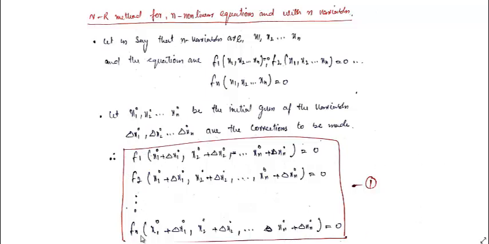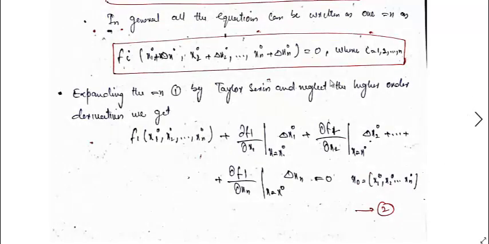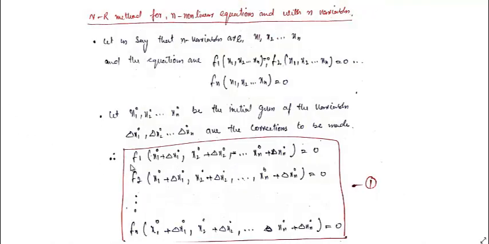In step 2, now we have n equations. So in general, all the equations can be written in one equation, that is fi of x1 naught plus delta x1 naught, x2 naught plus delta x2 naught, up to xn naught plus delta xn naught is equal to 0, where i is equal to 1, 2 up to n. So all these n equations can be written in one equation in terms of i, and then i can be varied from 1 to n. Expanding the equation by Taylor series and neglecting the higher order terms, first we'll expand this equation in terms of Taylor series.